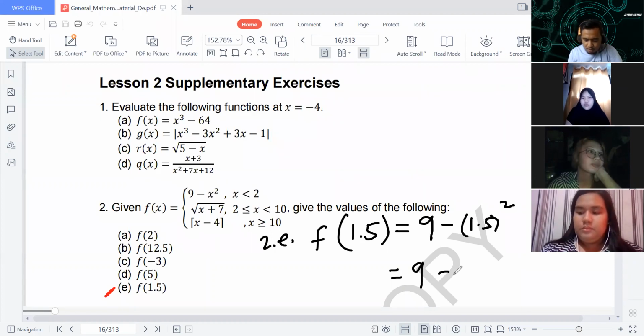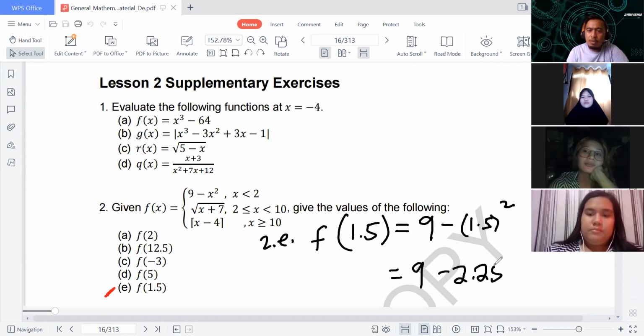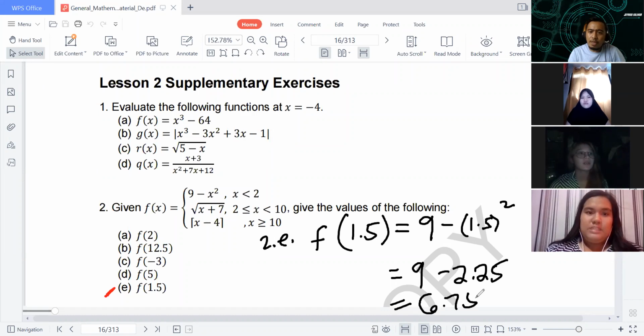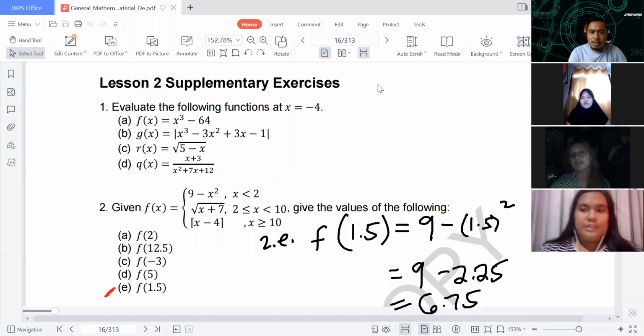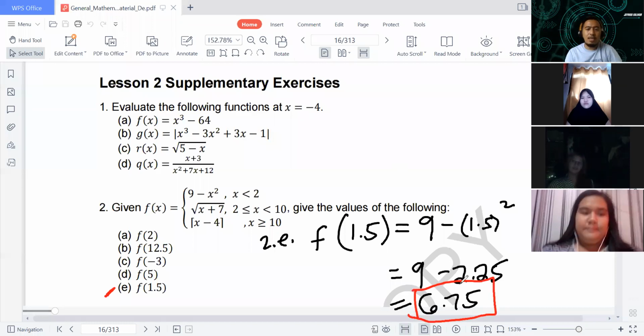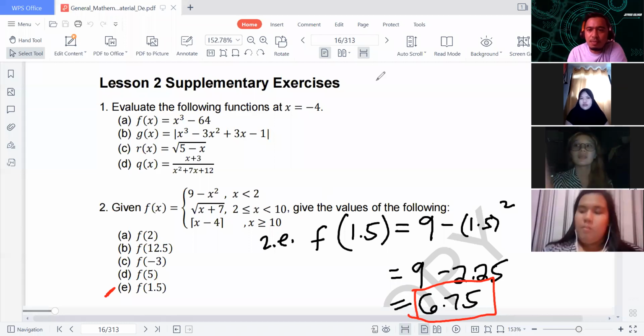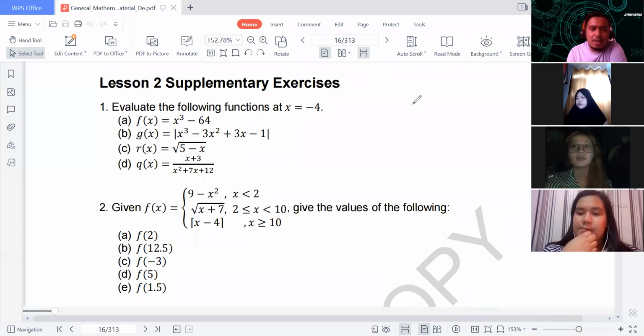Let us use our calculator. 1.5 squared is just 2.25, right? 2.25, and if you subtract it from 9, that is just 6.75, right? Am I right? Yes, sir. Okay, this is now the answer in E. Question? Any question, class? None, sir.